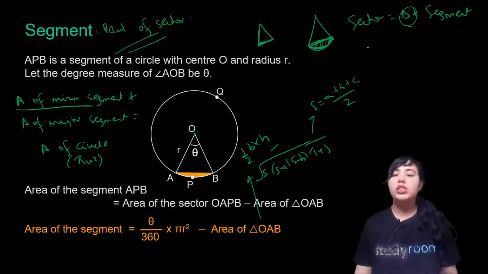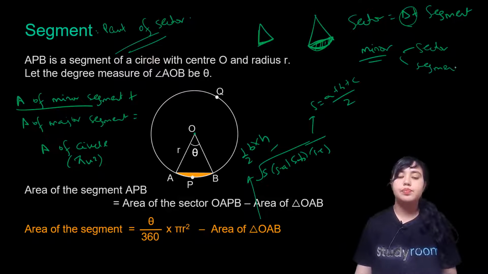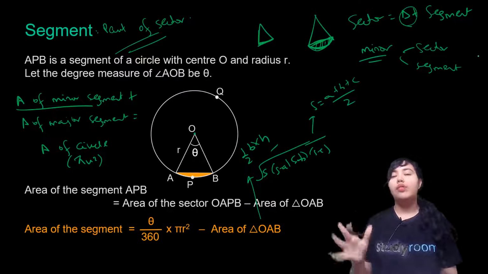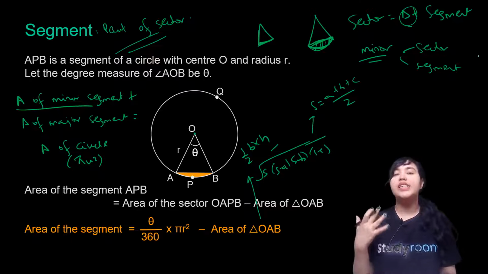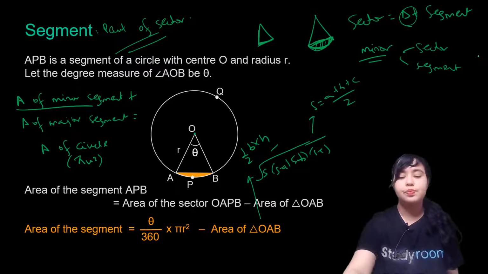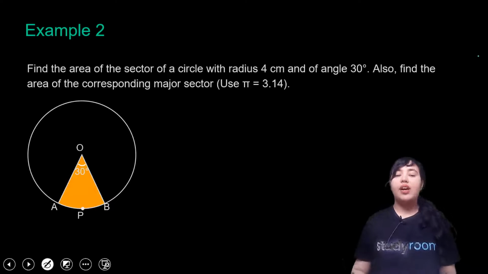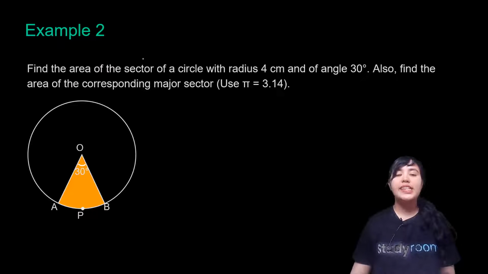So by convention, we take it to be minor only, both sector and segment. By default, we'll be taking sector and segment to be minor unless they specify in the question what they're referring to. So now we have two examples on sector and segment.